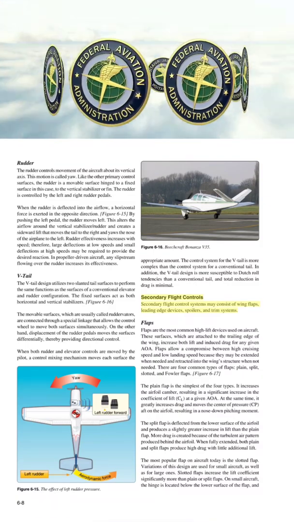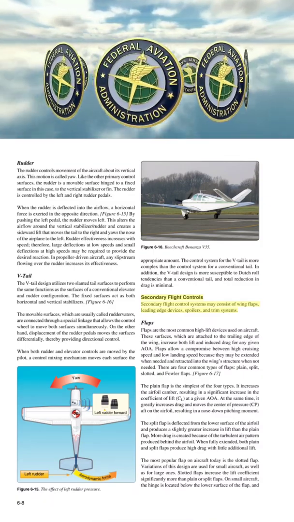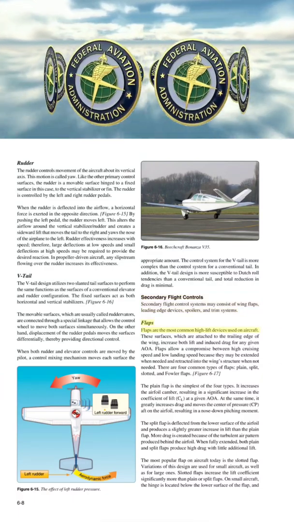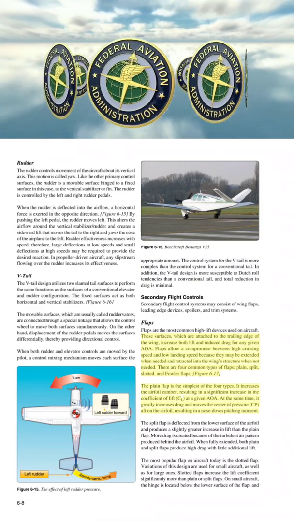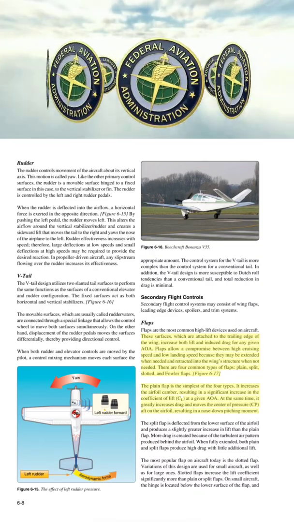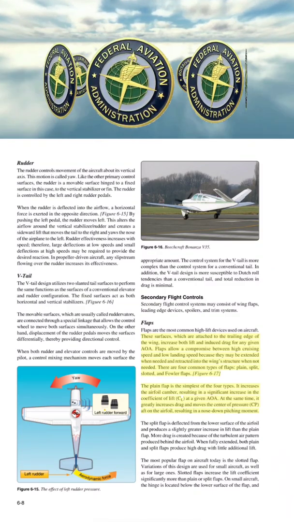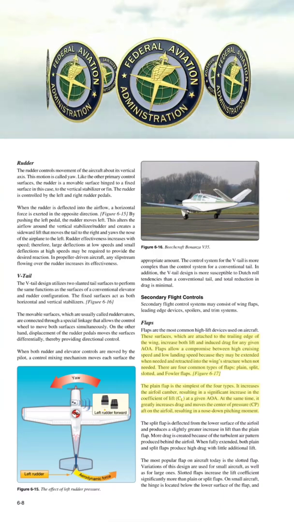Secondary flight control systems may consist of wing flaps, leading edge devices, spoilers, and trim systems. Flaps are the most common high-lift devices used on aircraft. These surfaces, which are attached to the trailing edge of the wing, increase both lift and induced drag for any given AOA. Flaps allow a compromise between high cruising speed and low landing speed because they may be extended when needed and retracted into the wing structure when not needed.